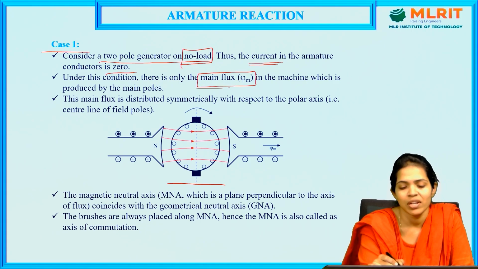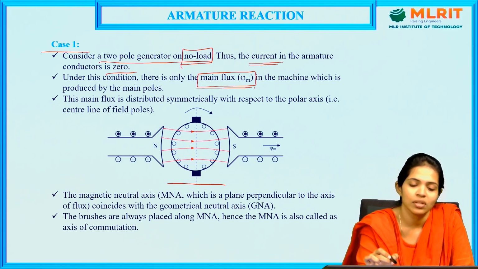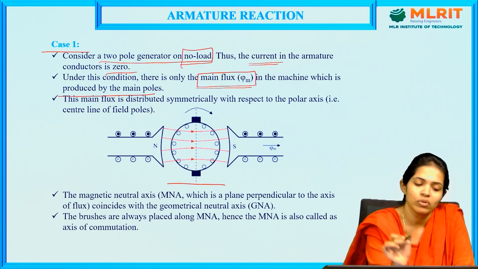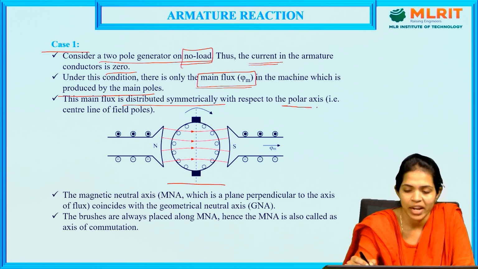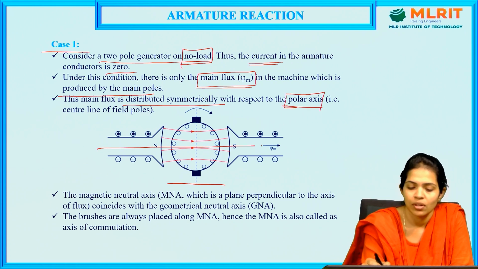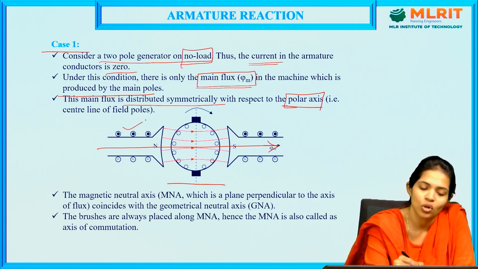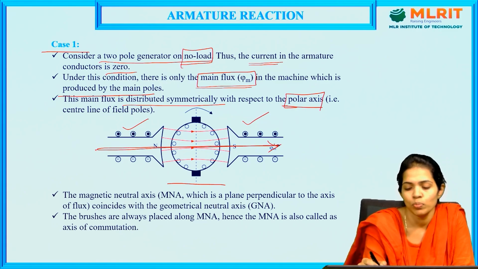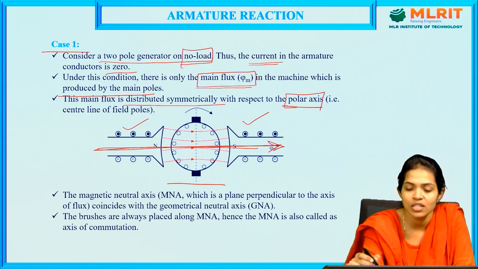This main flux is generated by the main poles attached to the stator. It is distributed symmetrically with respect to the polar axis. What is the polar axis? The polar axis is the center line of the field poles. If we consider this as the north pole and this as the south pole, the line joining the two poles and passing through the center of the two poles is called the polar axis.